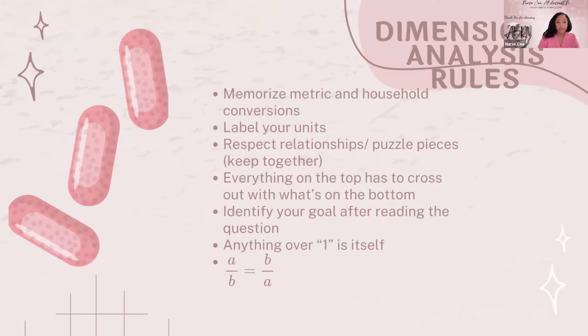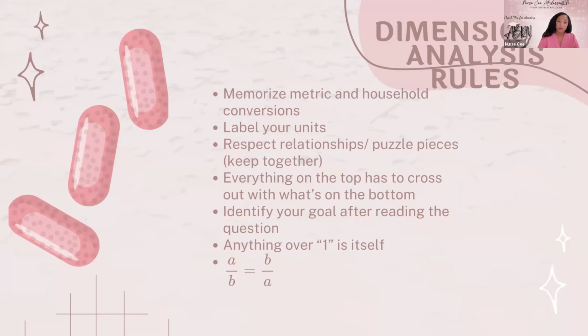B, you've got to label your units. So the math was going to math at the end, okay? What we are going to be doing is lining up our units, or I like to call them puzzle pieces. What's on the bottom has to go on the top and they have to cross out.